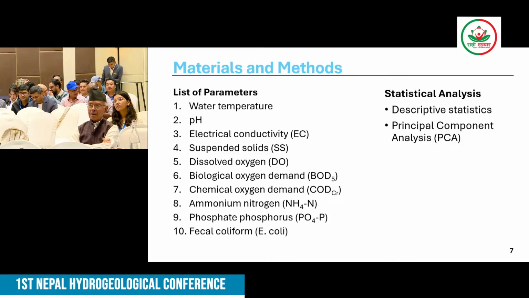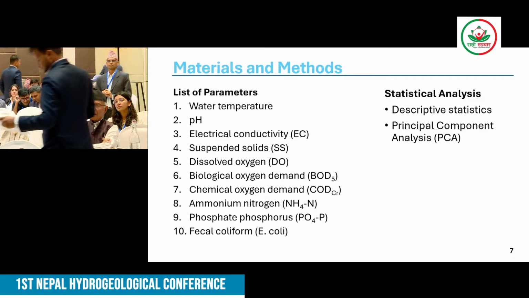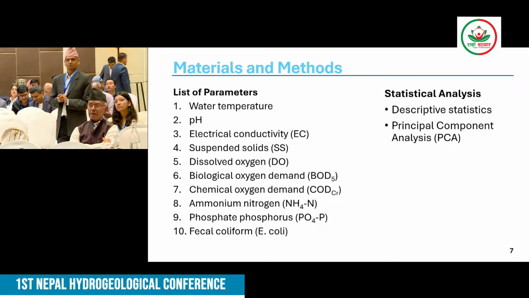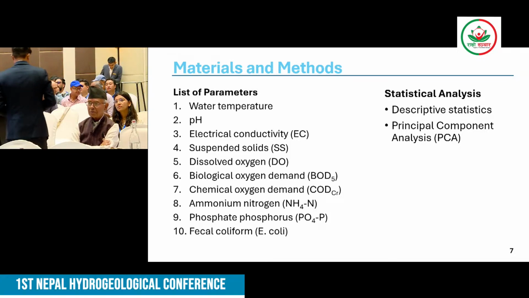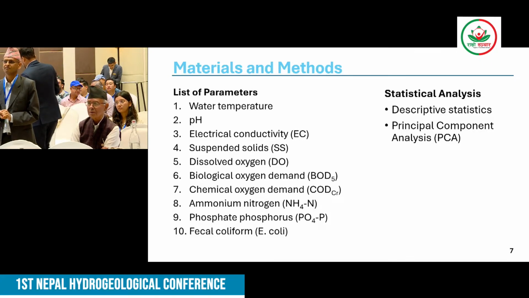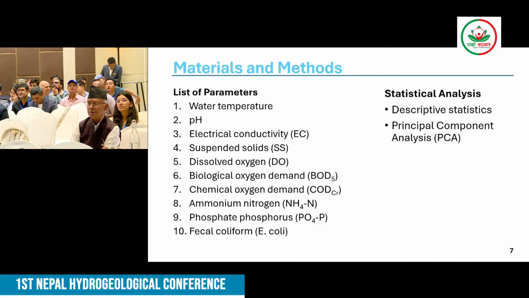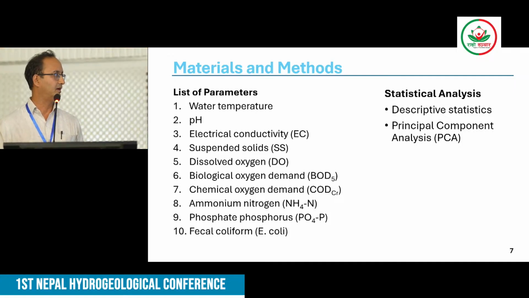The water quality parameters we analyzed were mainly 10 parameters. The physical chemical parameters were water temperature, pH, EC, suspended solids, DO, BOD, COD, and for the nutrients, we had ammonium and phosphate, and for the microbiology parameter, we had E. coli as a fecal indicator.